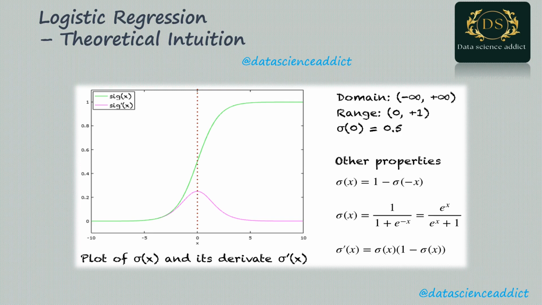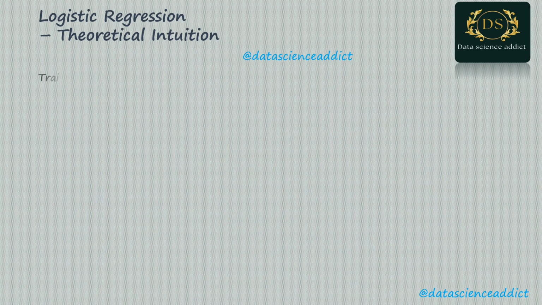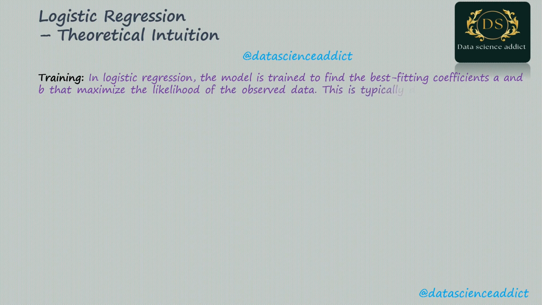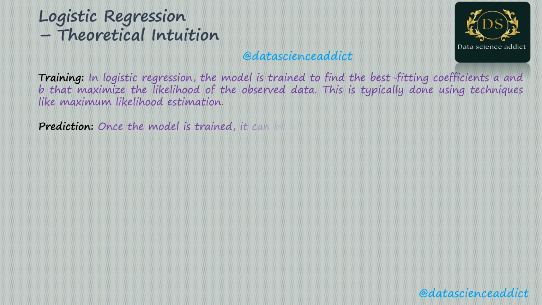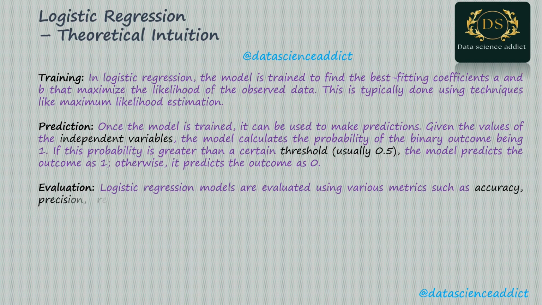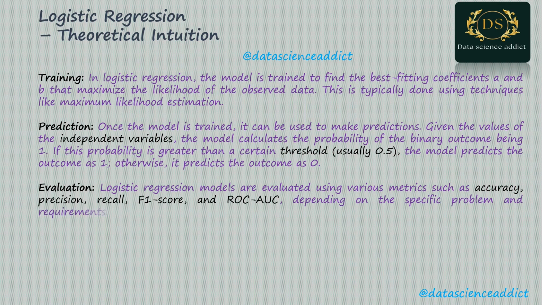Once the model is trained, it can be used to make predictions. Given the values of the independent variables, the model calculates the probability of the binary outcome being 1. If this probability is greater than a certain threshold, which is usually 0.5, the model predicts the outcome as 1. Otherwise, it predicts the outcome as 0. Logistic regression models are evaluated using various metrics such as accuracy, precision, recall, F1 score, and ROC AUC, depending on the specific problem and requirements.